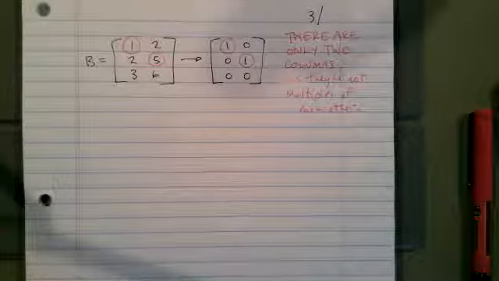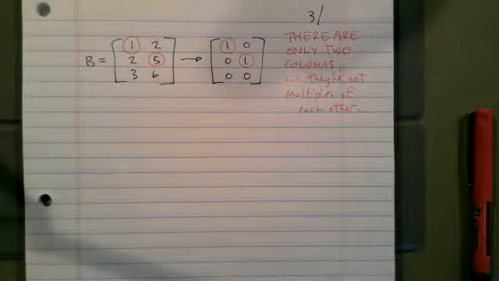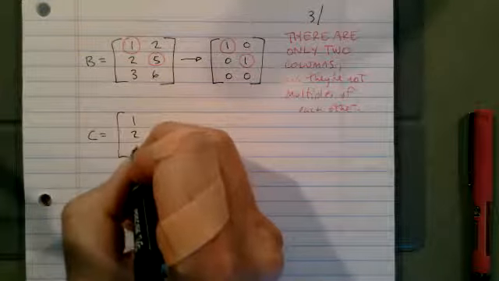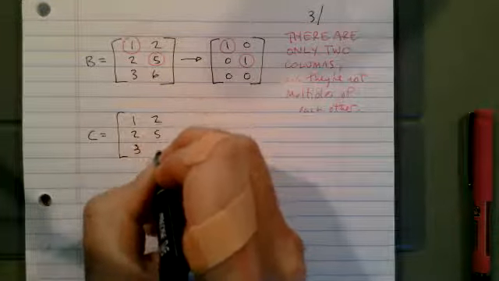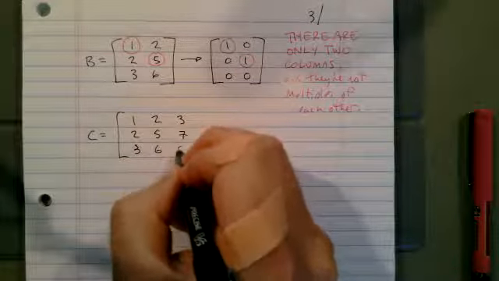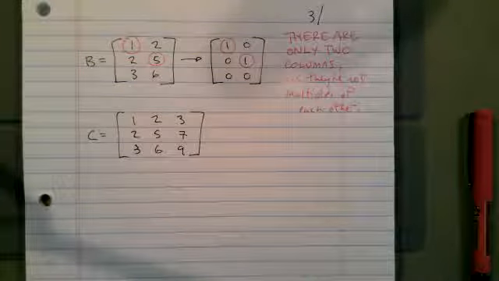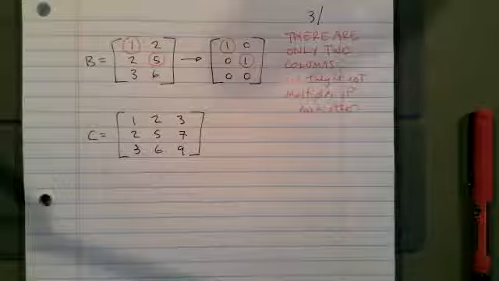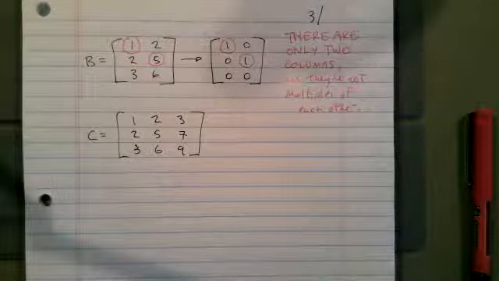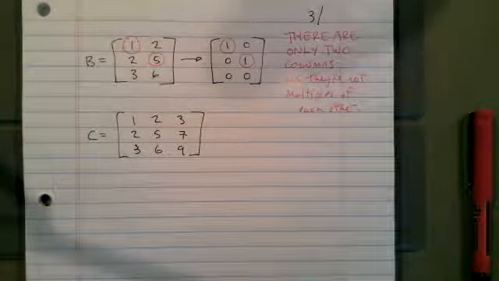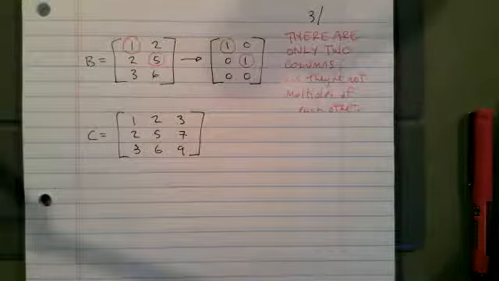If I had a third column here, notice if I had the matrix C and I made it 1, 2, 3, and then 2, 5, 6, and then I put a third column, 3, 7, 9. No one column is a multiple of the other columns, but the third column is a linear combination of the first two. So we can't use the multiples thing because there are 3 vectors.